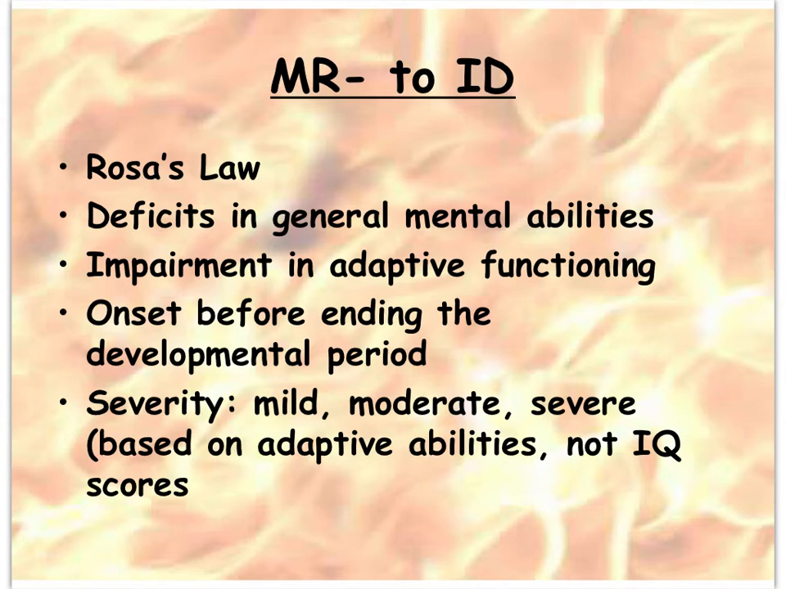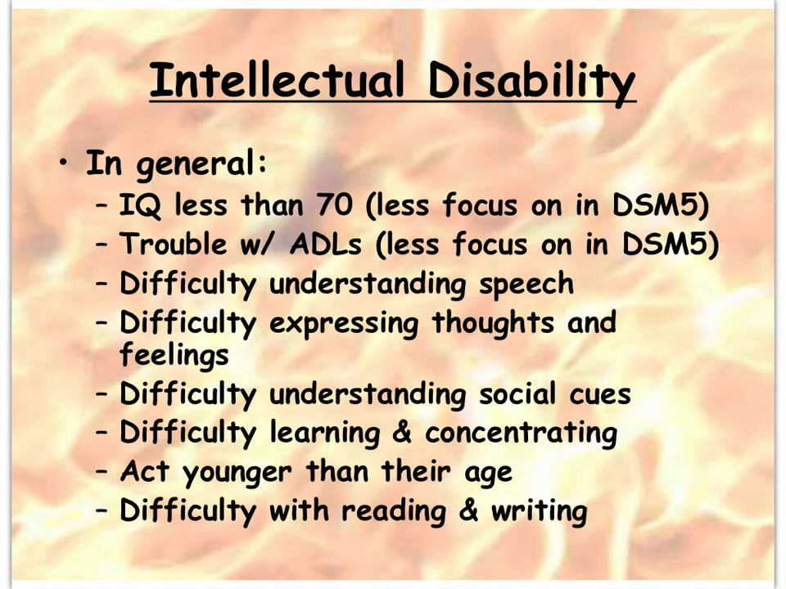There has been a movement away from IQ scores and focusing entirely on adaptive ability. In general, though, we're going to notice that the DSM-5, which is the current DSM, the focus is really away from IQs, that IQ mark of 70 or less.